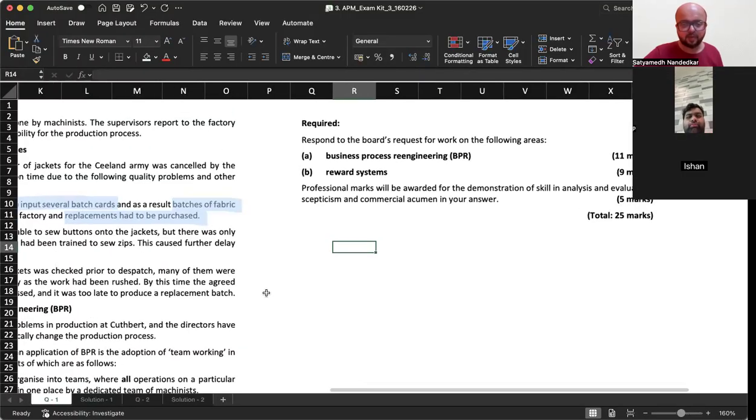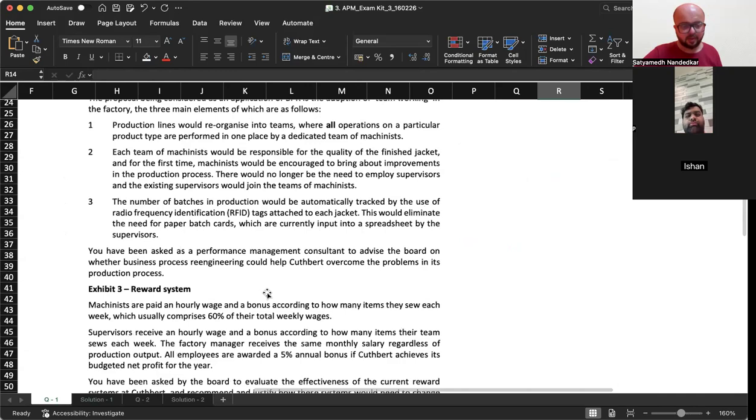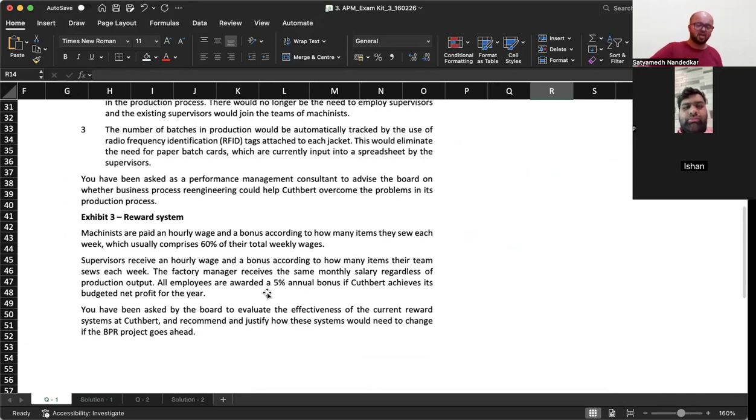Okay, now reward systems. Machinists are paid an hourly wage and bonus according to how many items they sew each week, which usually comprises 60% of their total weekly wages. Supervisors receive an hourly wage and a bonus according to how many items their teams sew each week. The factory manager receives the same monthly salary regardless of production output. All employees are awarded a 5% annual bonus if Cuthbert achieves its budgeted net profit.